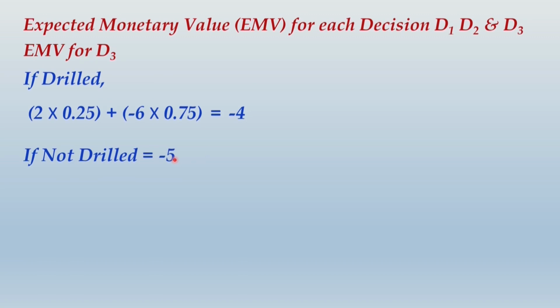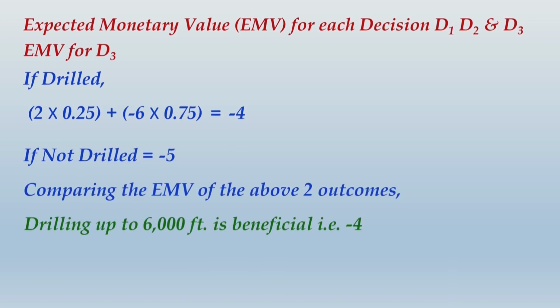Now you decide whether you want a loss of $4 million or a loss of $5 million. Between these two monetary values, the better or more beneficial one will be minus 4, of course. So drilling up to 6,000 feet is beneficial, that is minus 4 is the value over there. So the company should drill up to 6,000 feet. That is what we have concluded over here. So quickly write up this working and then I take you ahead.